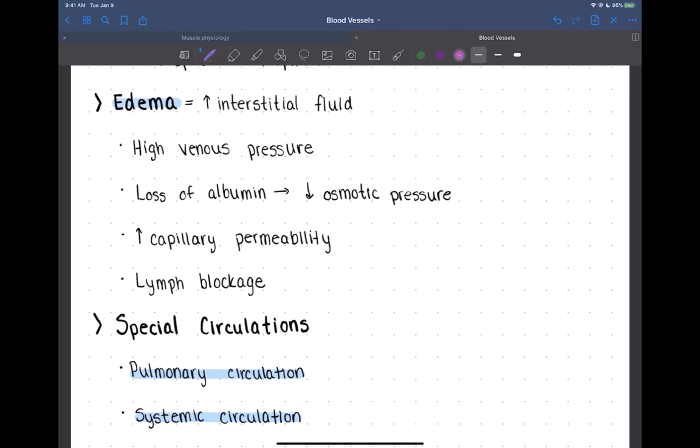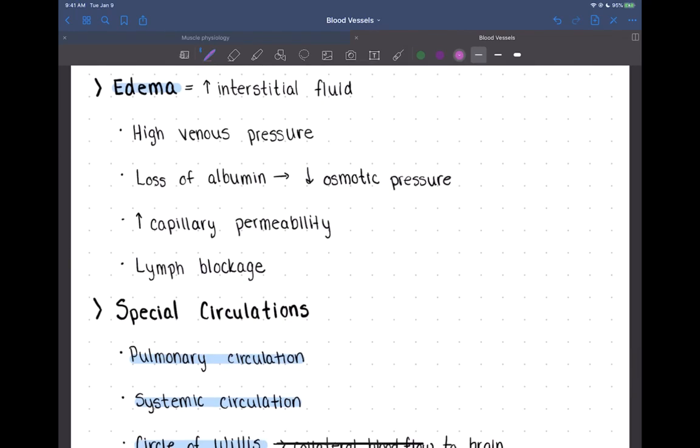If you maybe have a valve problem, so those valves in your veins are incompetent, that could increase the pressure on the venous side as well. Okay. All right, so edema could also be caused by a loss of albumin. So then that means that osmotic pressure, where it's normally constant at 25, it becomes lower, all right? And so then you'll end up having more interstitial fluid being produced.